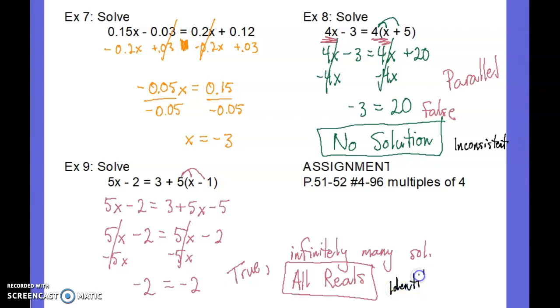All right. So now you're ready for the homework. Notice these are multiples of 4, so we're talking like 4, 8, 12, etc.